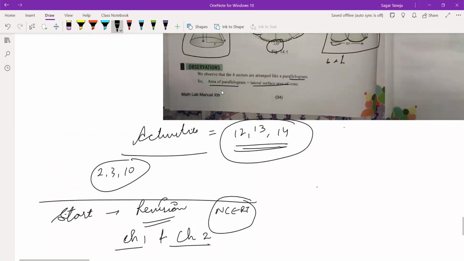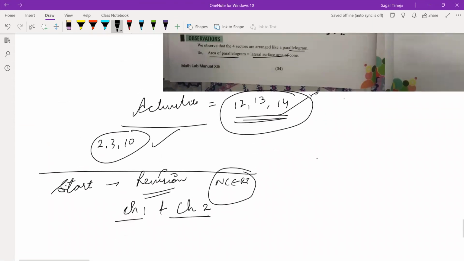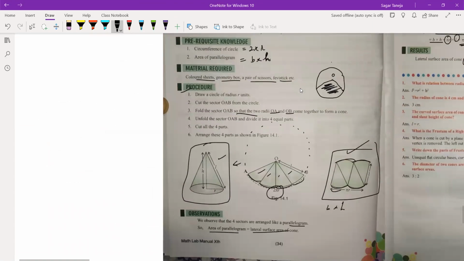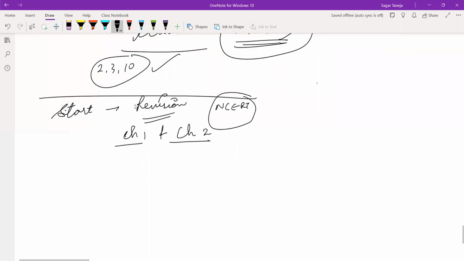So these activities we have to do. Okay, and after this, the revision of the NCERT you have to start. Okay, that is chapter number 1 and 2.